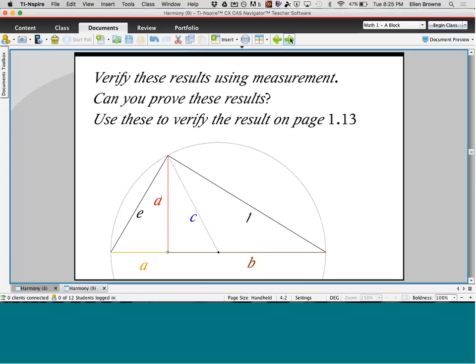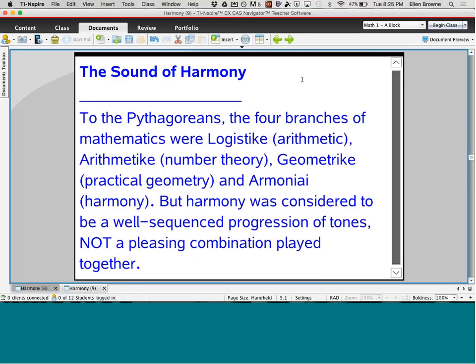And this is how you can use these results to prove the result on the previous page where we developed the three means. So sorry, it's a very quick run through the beautiful mathematics in both arithmetic and geometry that is linked to this.